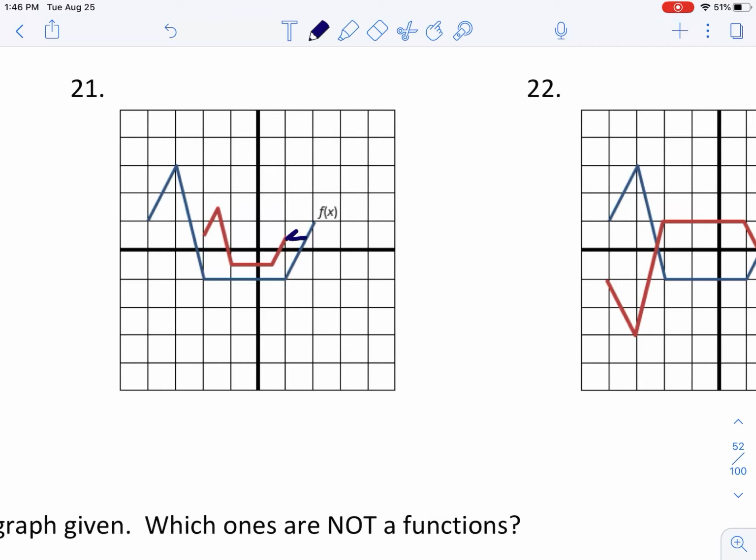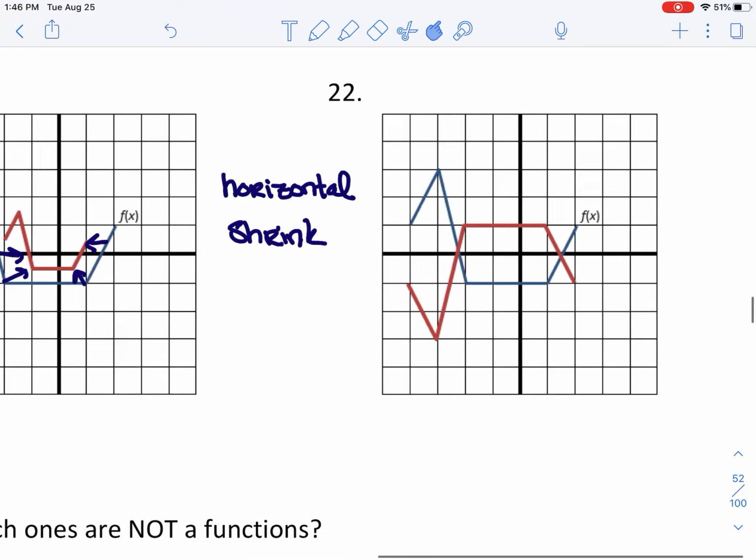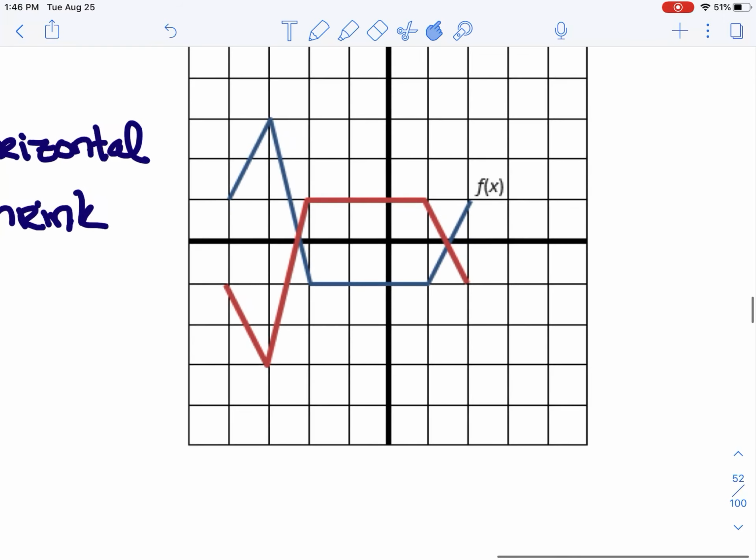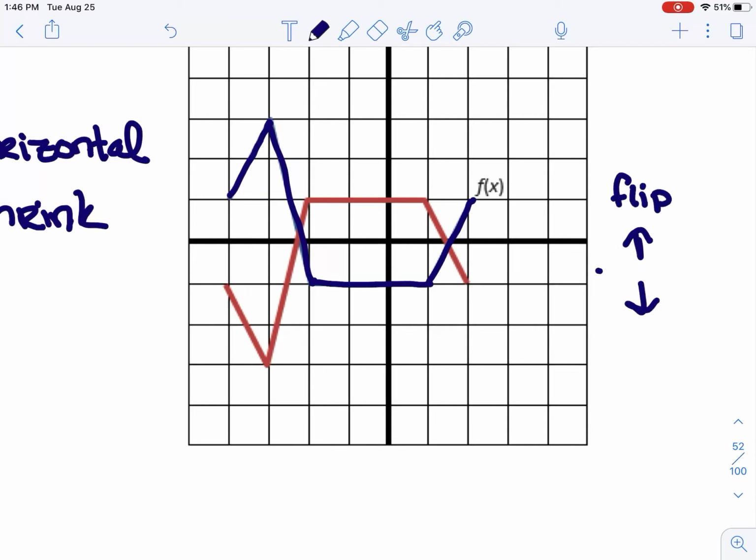This one shifts inwards and becomes smaller. Since it shifts inwards, it is a horizontal shrink. Okay. As I look at 22, I go from my original to flipping it upside down. If it flips upside down, I flip up and down over the x-axis.